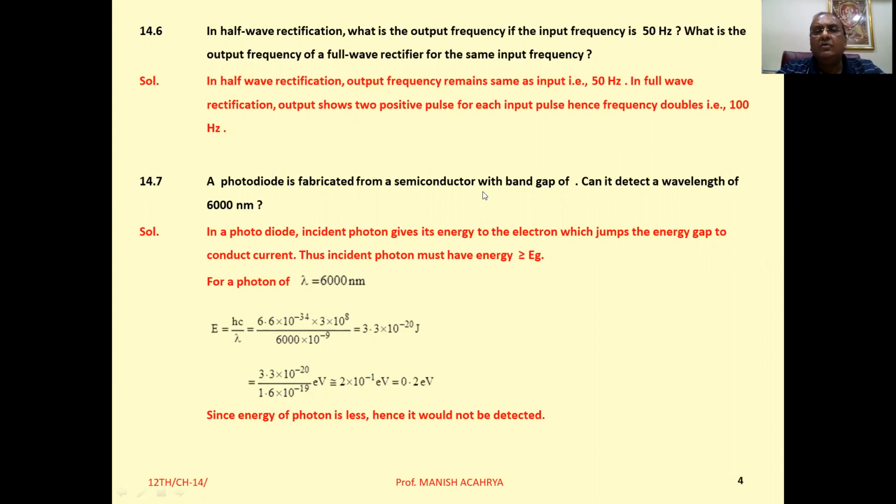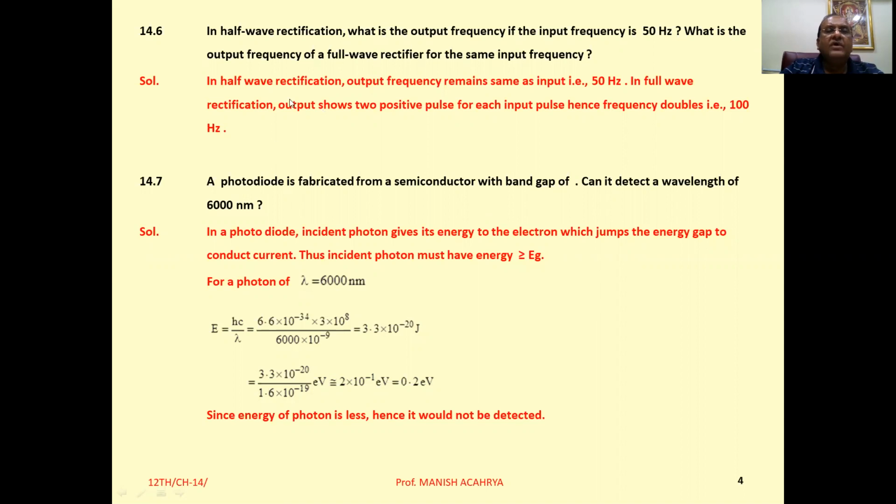But if we think about full wave rectifier, then in full wave rectification, during input positive and negative both half cycles, we are getting output pulse. It implies that we will get total 100 output pulses for full wave rectifier. So we can say the frequency for full wave rectifier in output is 100 Hertz.